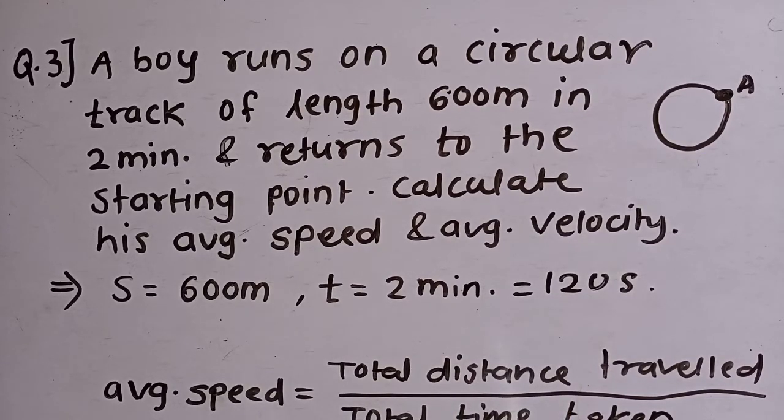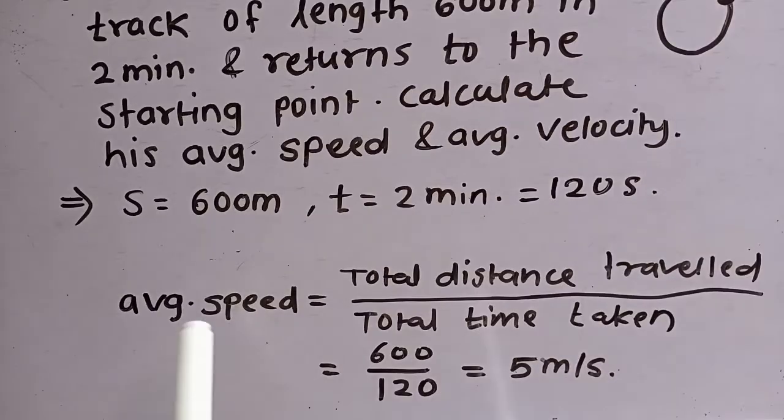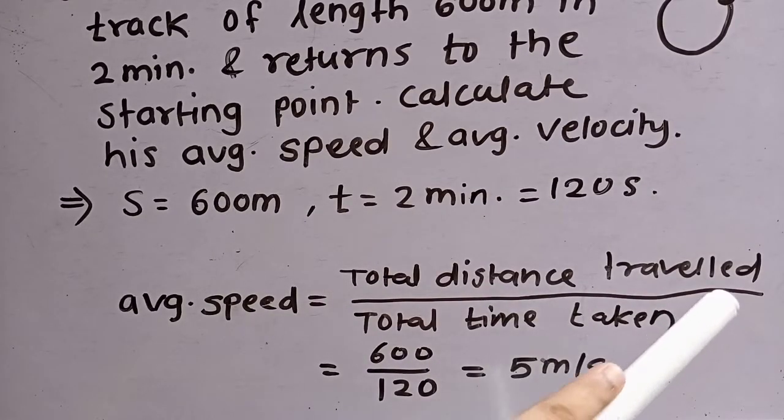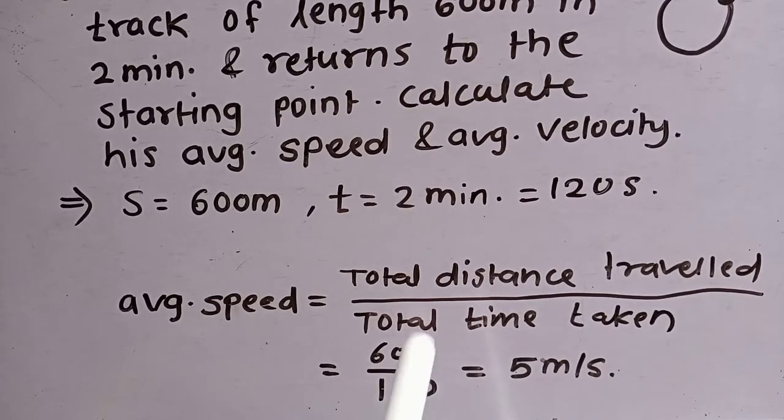So what is the formula for average speed? Average speed is total distance traveled upon total time taken. So S upon T: 600 upon 120 seconds. The answer is 5 meter per second. So the average speed of the boy is 5 meter per second.